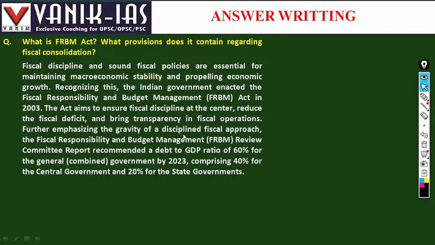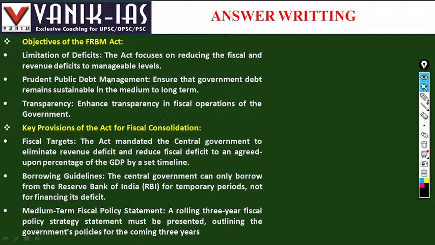fiscal operations. Further emphasizing the gravity of a disciplined fiscal approach, the Fiscal Responsibility and Budget Management Review Committee report recommended a debt to GDP ratio of 60% for the general government by 2023, comprising 40% for the central government and 20% for the state governments. Objective of the FRBM Act, limitation of deficit: the Act focuses on reducing the fiscal and revenue deficit of the government.